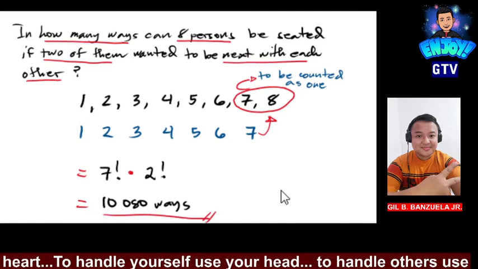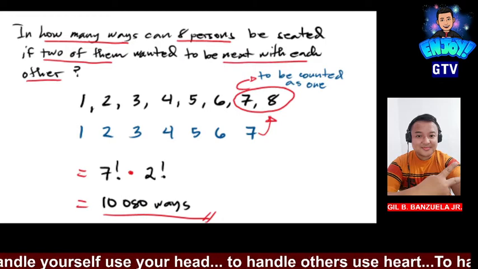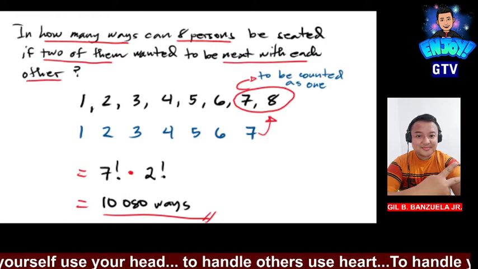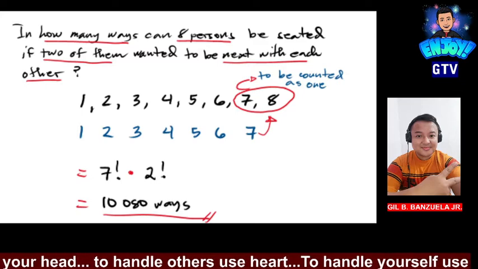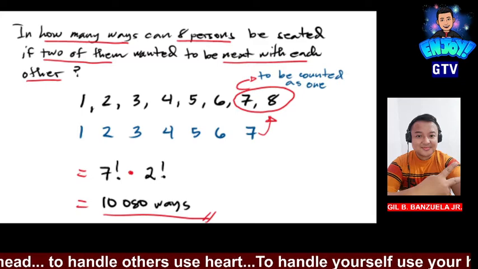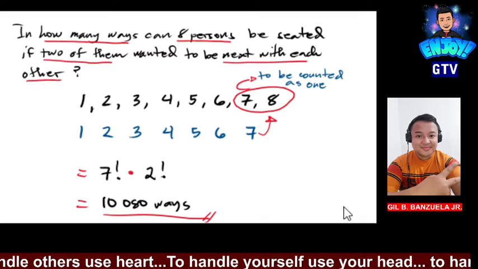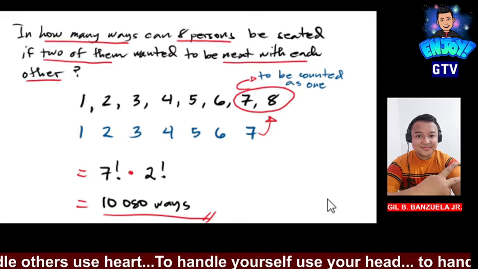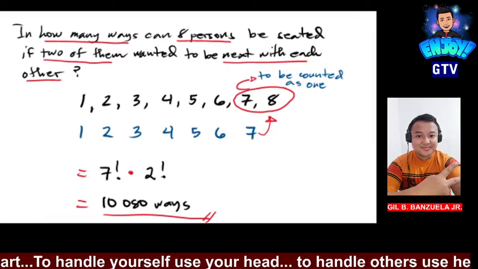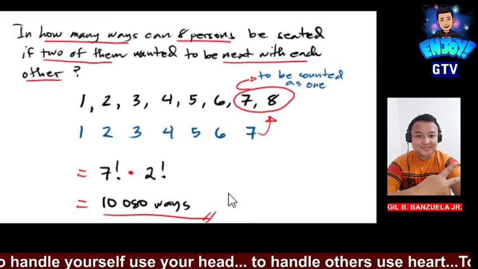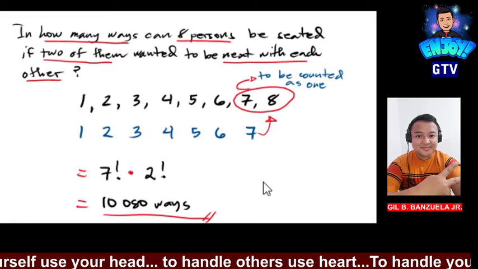So there are 10,080 ways to seat these 8 persons when 2 of them wanted to sit next to each other. Ayan, no? So, gusto nila magkatabi sila palagi. Ayan, no? So, yan. So, mag-best friend. Alright. So, pwede rin pala yung permutation sa ganito, no, guys?